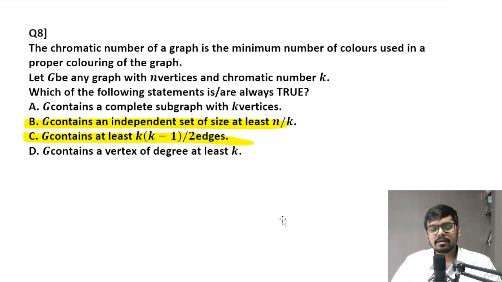Take that pentagon example and every question can be solved. You can even take different examples to verify. No problem, and you will arrive at the same conclusion. B and C are correct.